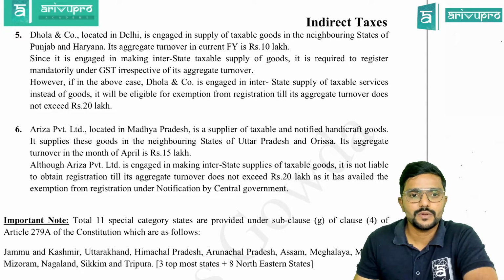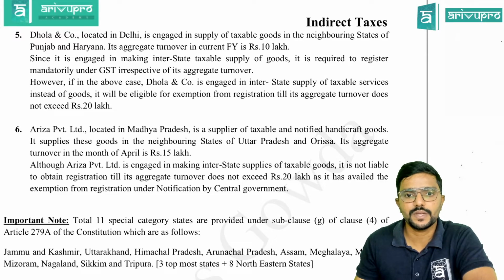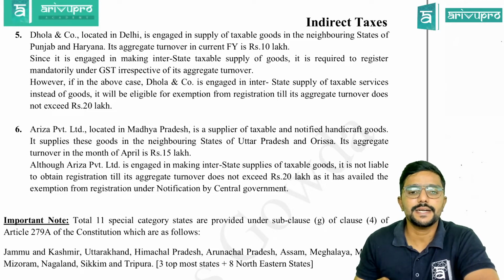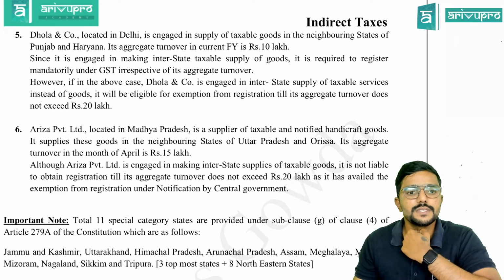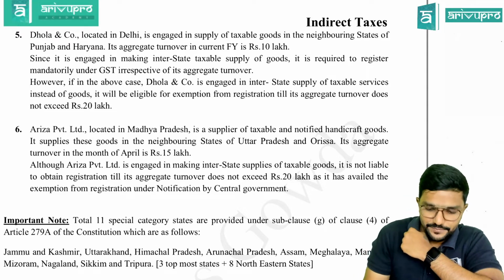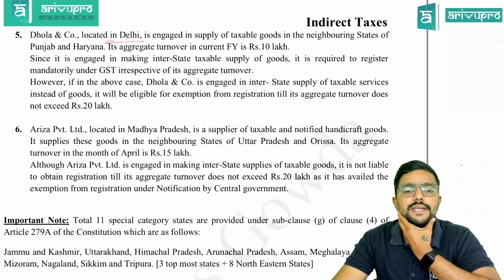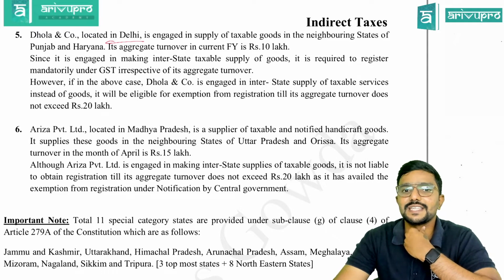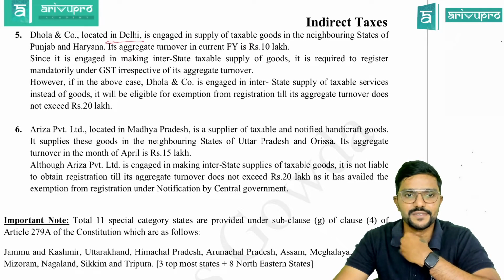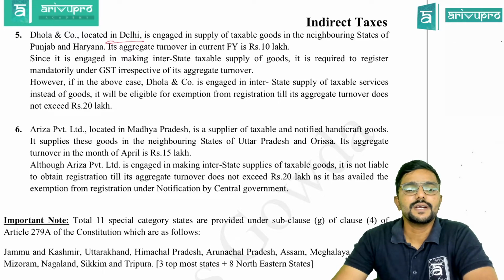Dola and Co., located in Delhi, is engaged in supply of taxable goods in the neighboring states of Punjab and Haryana. Its aggregate turnover in the current financial year is 10 lakh. Okay. Delhi is a normal state. It is not a special category state. He is engaged in supply of taxable goods in neighboring states. So what did you understand from that? They are supplying the goods outside the state, guys. Its aggregate turnover in the current financial year is 10 lakh.